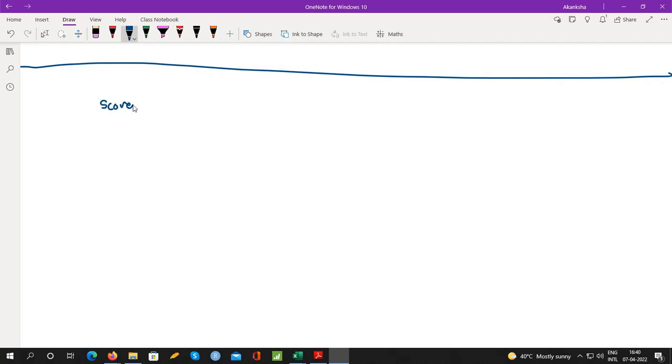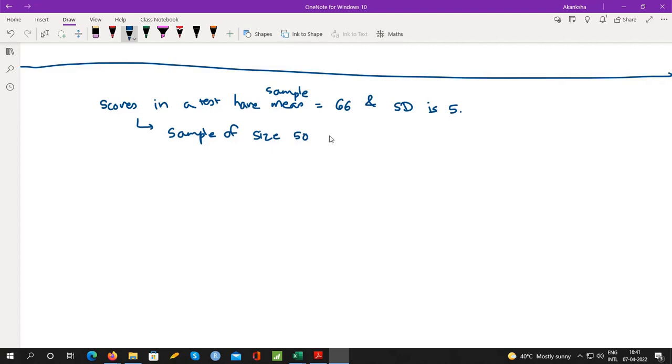So suppose that scores in a certain test have a sample mean of 66 and a standard deviation of, suppose, 5. Now these scores are on the basis of a sample of size 50 coming from one particular division. In a school there are multiple divisions, so we took scores from only one division and this is what we got. Now on the basis of these 50 people, we have to estimate the average score of 500 students who are studying in different divisions of the same school.